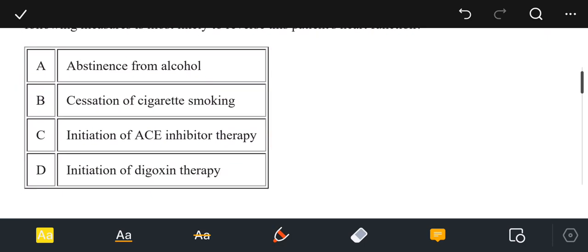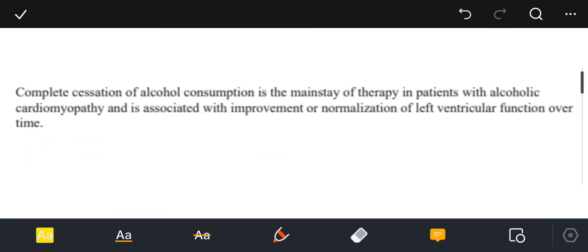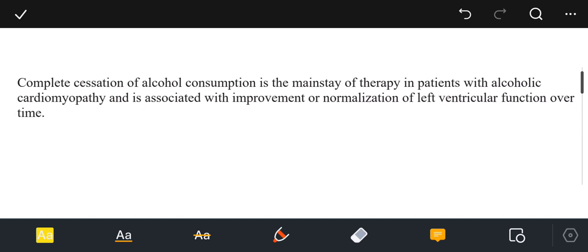And among the given options, the option of choice is option A, that is abstinence from alcohol. The educational objective of this question is that complete cessation of alcohol consumption is the mainstay of therapy in a patient with alcoholic cardiomyopathy and is associated with improvement or normalization of the left ventricular function over time.